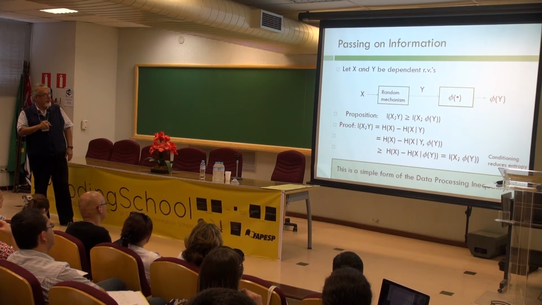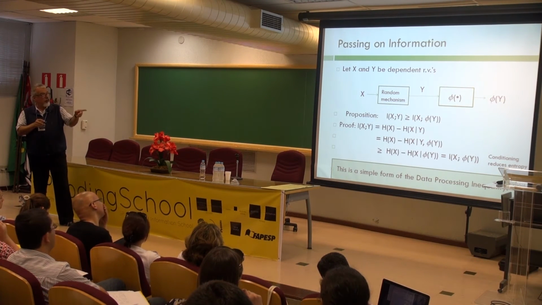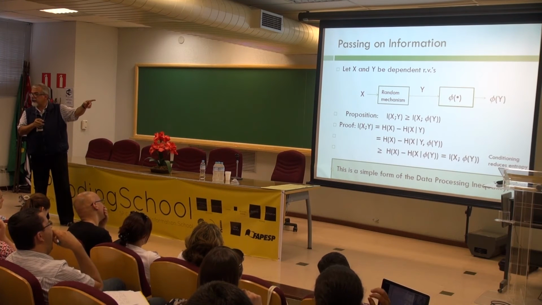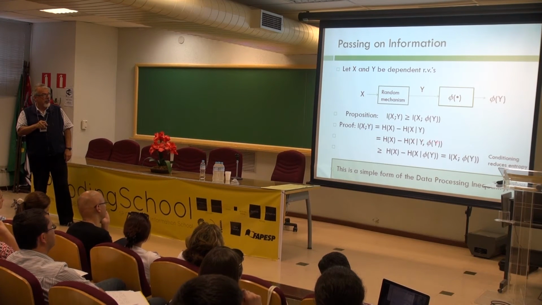Okay, and the proof of that again is very simple. You just write it like that. Then I do a little trick here. If I have y, I have phi of y, because phi of y is a deterministic function of y. So I can include that in the conditioning here with no penalty. This is equality here, right?